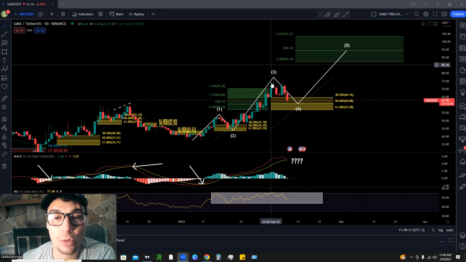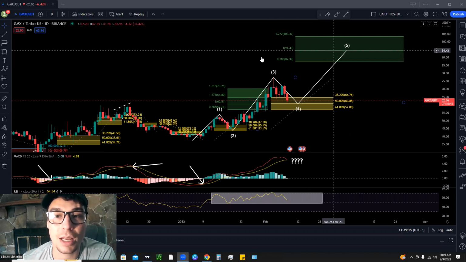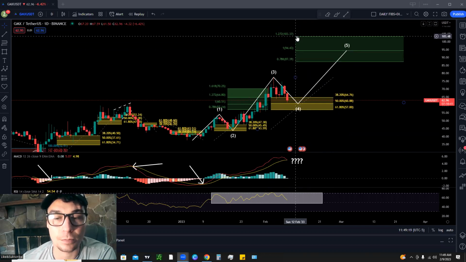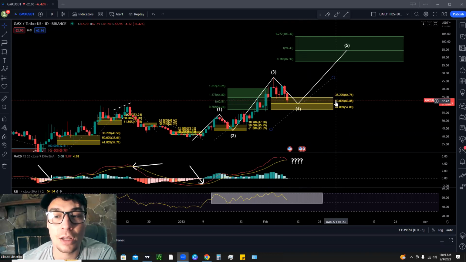So as I mentioned, we are looking for a 5-wave structure to the upside that would take GMX anywhere from 87 to 103. But there's some things that need to happen, and there's some really important levels that we must hold. If we break through those levels of support, we could end up getting a reversal.